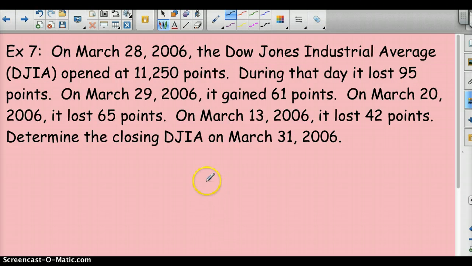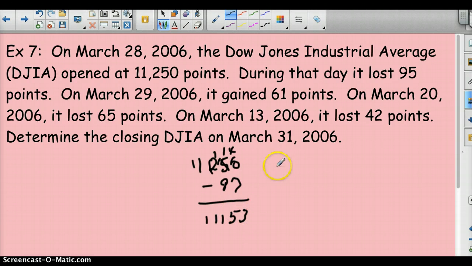All right, last one. On March 28th, 2006, the Dow Industrial Average opened at 11,250 points. During the day, it lost 97 points. So we'll start by doing our subtraction. I'm going to borrow and borrow. So that'll be a 14 right there, and this will be a 1. Rolling downhill, 1, 1, and the 1. 10 minus 7 is 3. 14 minus 9 is 5. I got 11,053, or 111,053 after the first day.